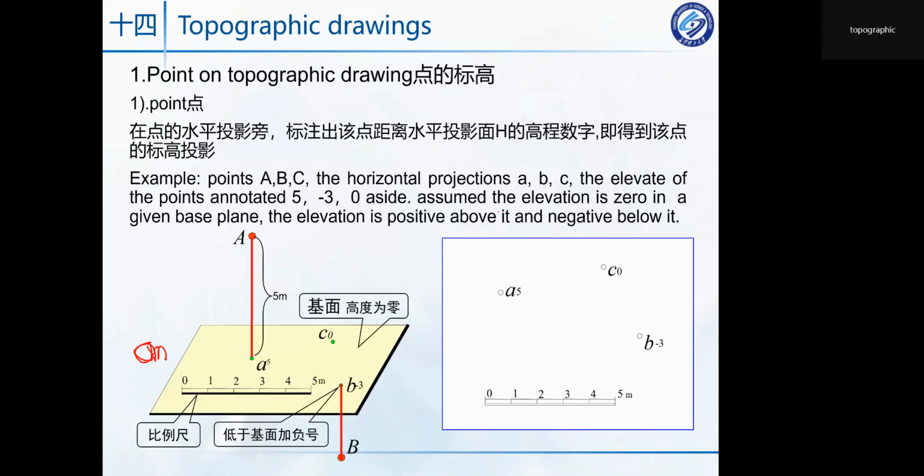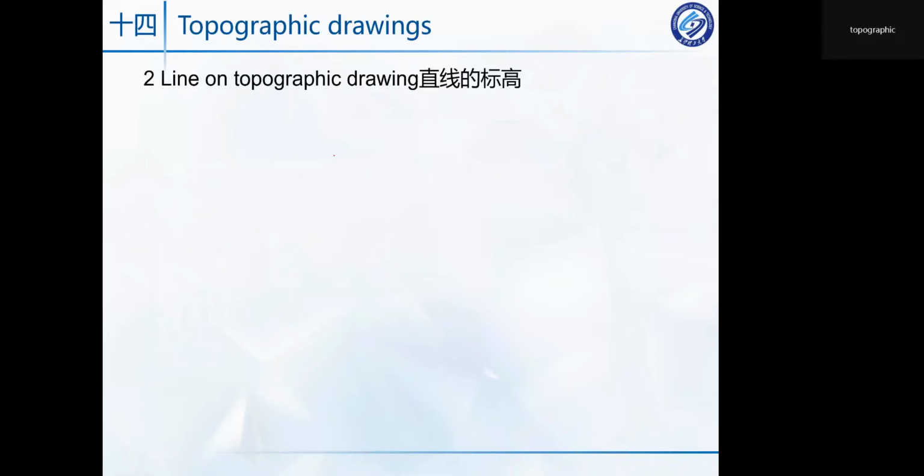Okay, let's go on. So we have learned how to draw the topographic drawing of a point, and how about a line? You can imagine that in space, if you draw a line between 2 points, you get a segment.